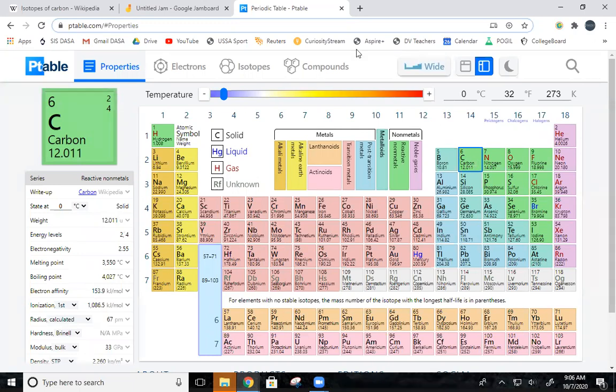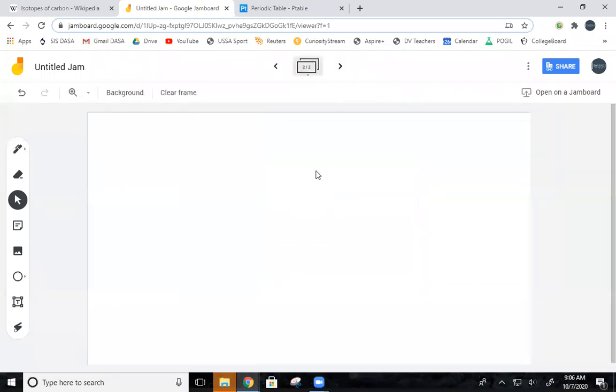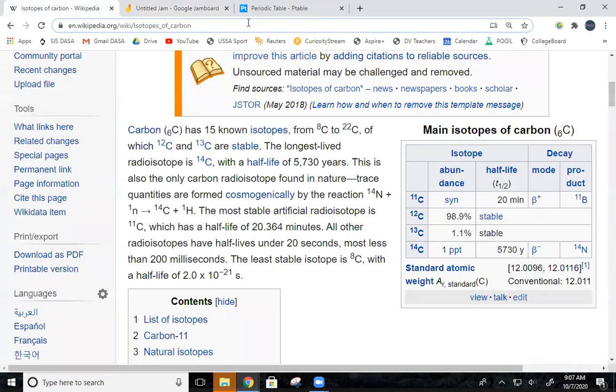Okay, so let's do that together. It was 12 multiplied by 0.989.